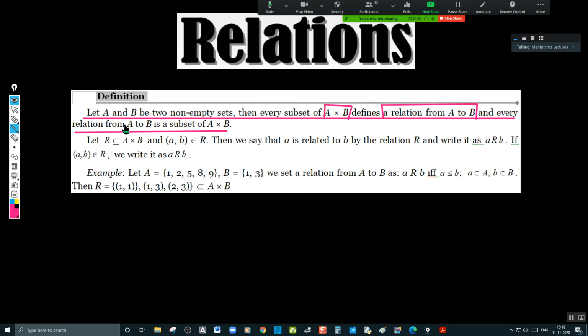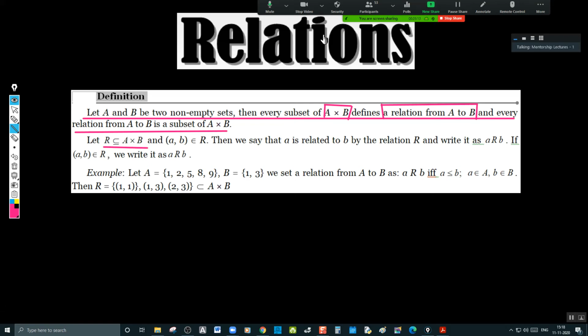And every relation from A to B is a subset of A cross B. That means in A cross B, every element will be associated to the other element of set B. And relation is a part of it. So what is that you have to understand? This is what you have to understand. R is a subset of A cross B.